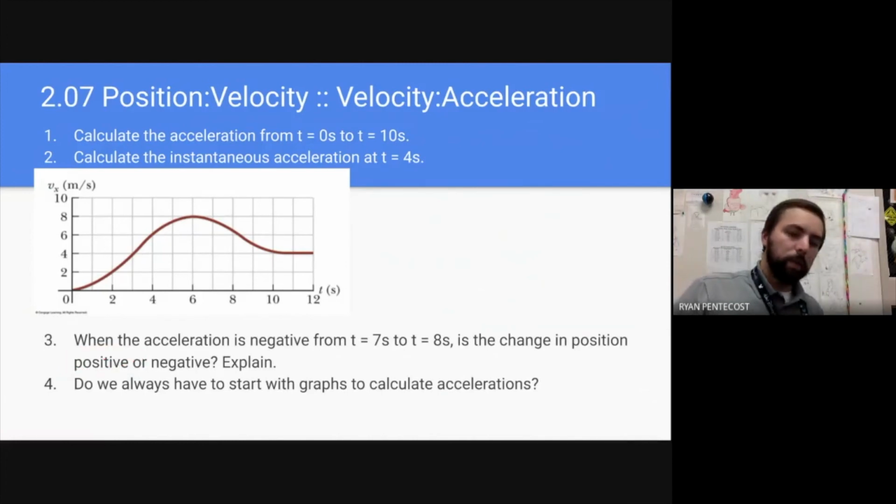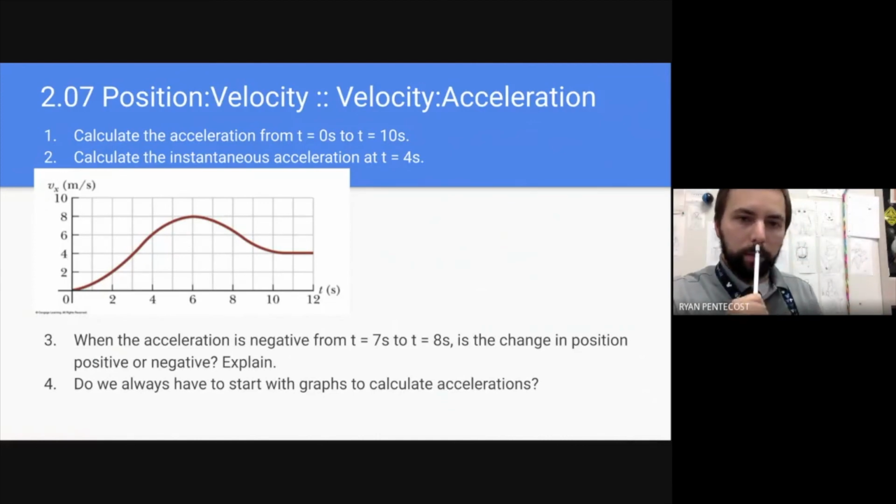Velocity is still positive. So number 4, do we always have to start with graphs to calculate accelerations? No. This can be tricky by hand, as you can see that you've got to draw lines and estimate slope to the best of your ability. There are better ways to calculate acceleration from this kind of data. We will go over this in the next video, and we're going to use calculus to do it. We'll start off with algebra, but calculus is going to give you a very fast jump from position to velocity, then from velocity to acceleration. Instead of having to find slope, you'll find the derivative. So we will go over that next video.